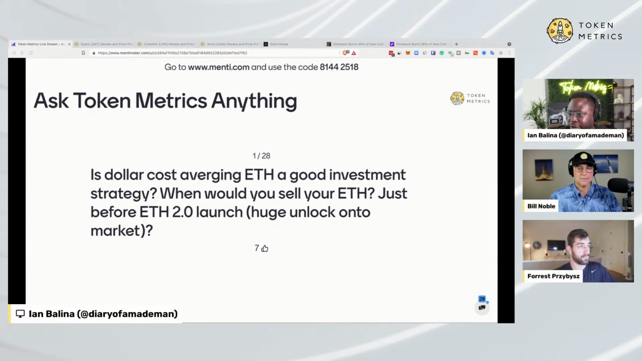All right. So first question, is dollar cost averaging Ethereum a good investment strategy? When would you sell your ETH? Just before ETH 2.0 launch, huge unlock onto the market. All right, let's go to Forrest.